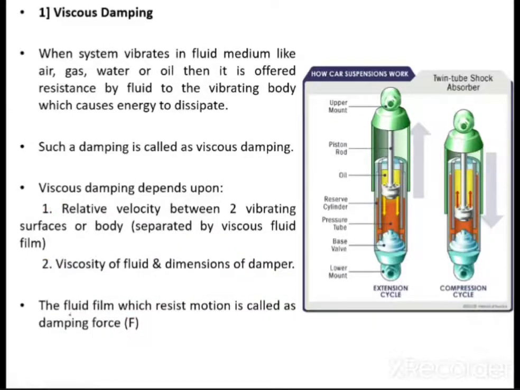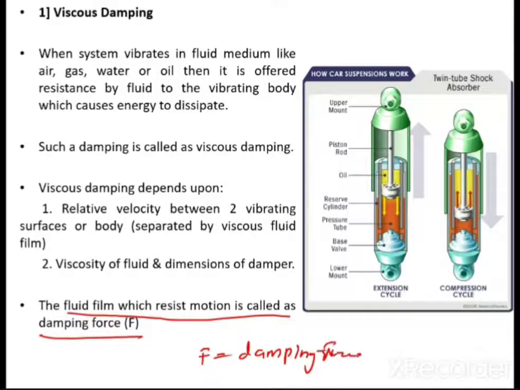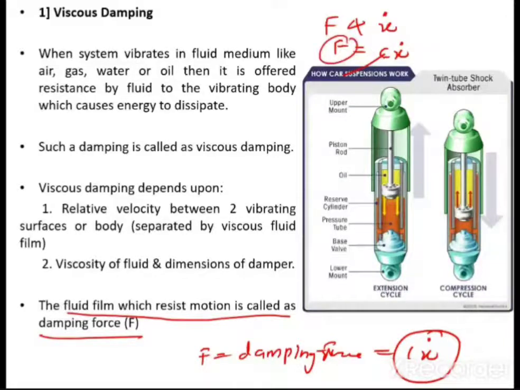Now the fluid film which resists the motion gives the damping force F. So what is this damping force F? F is nothing but a damping force, which is given by Cx dot. In the first or second lecture I explained that the damping force F is directly proportional to the velocity x dot. So F is equal to Cx dot, where C is the damping constant.